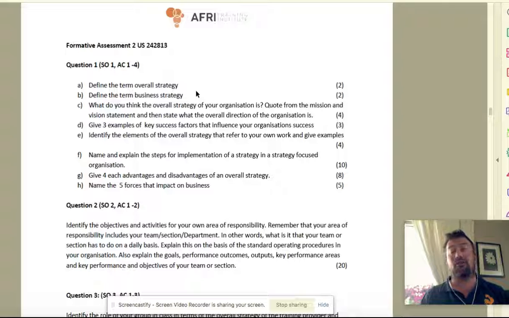So look at 4 advantages of having a strategy and 4 disadvantages of having a strategy. It is discussed on page 6, so you can get some ideas from there.